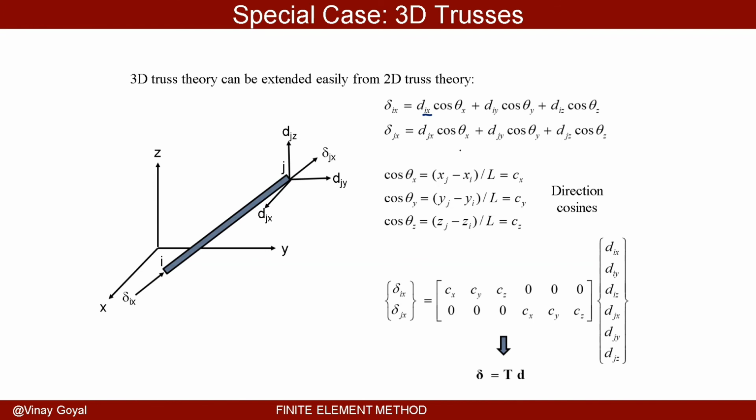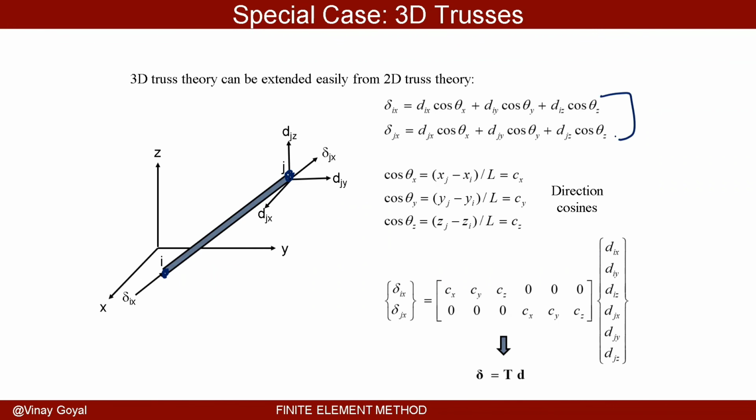For del jx, it's the same equation, right? And the cosine of theta x can be found simply as xj minus xi divided by the length. That gives you the direction cosines for that truss. You can also calculate cosine theta y and cosine theta z. That will give you the direction cosines that you need, and these values are known. You fully know these things because you know the geometry of the truss, the configuration of the truss. So you can now take that and plug it in here.